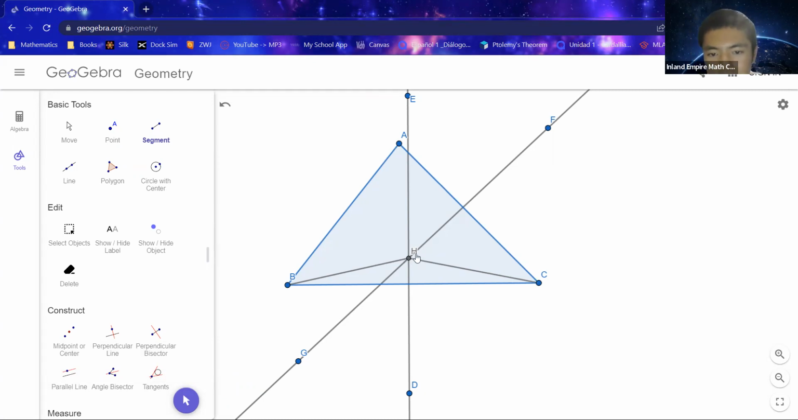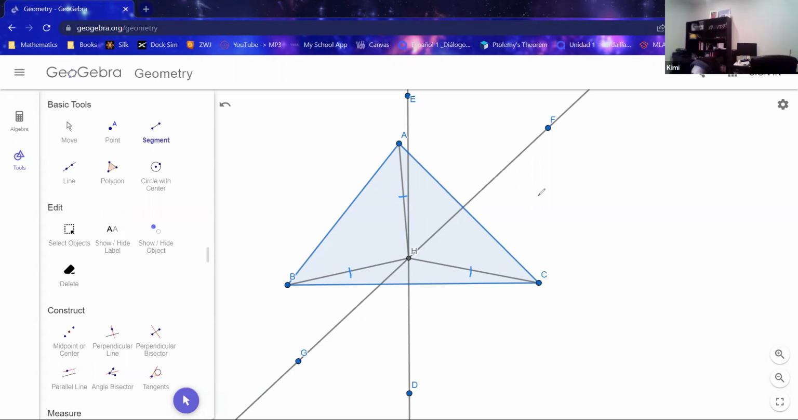And since H is on the perpendicular bisector of line segment AC, we know it's equidistant from A and C, meaning HA is equal to HC. So, what have we just discovered? We discovered that these three line segments are completely equal to each other. What do you mean? Like they're the same length to each other? How do we know?